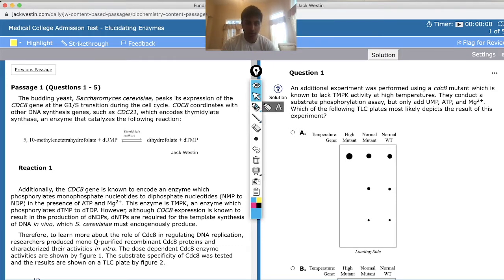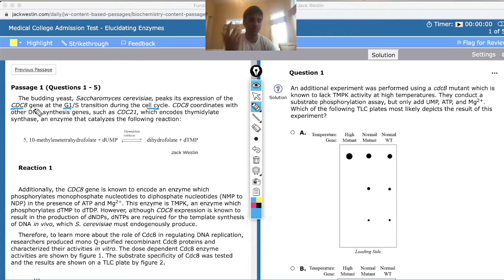The passage tells us about a yeast, Saccharomyces cerevisiae, and it tells us that it peaks its expression of the CDC8 gene at the G1/S transition during the cell cycle. So what is the G1/S transition? Remember the S phase of the cell cycle, that is when we replicate the DNA. So for the yeast to peak its expression of the CDC8 gene, that must mean the CDC8 protein.